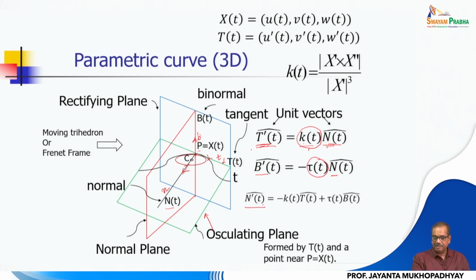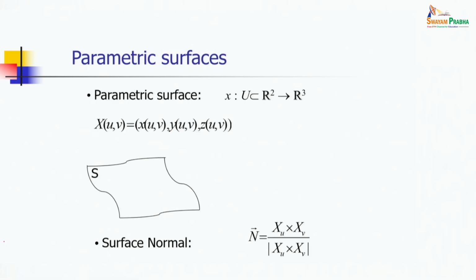And on the other hand, the derivative of normal is a linear combination of these two vectors, tangent and binormal, and it takes a linear combination of both curvature and torsion. So it's a very interesting relationship which is used in various geometric analysis. Let me discuss parametric surfaces.